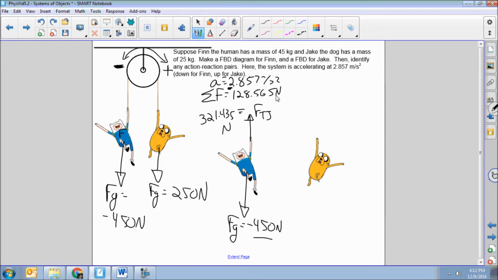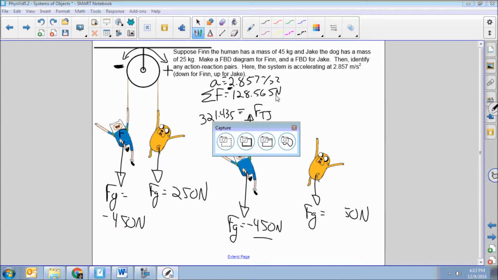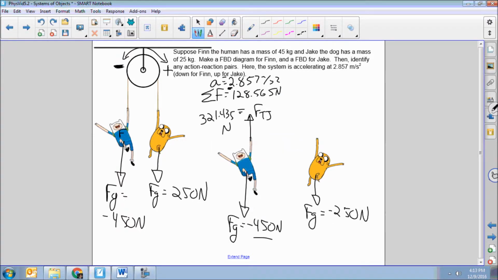All right, and then over here at the other end, same thing. Here's my force of gravity, negative 250 newtons. Oh, nope, positive, right? Because that's pulling in what we decided to call a positive direction. Oh my gosh, my eraser doesn't want to erase. There we go. Now, if the force of tension from Jake is 321, then the force of tension from Finn is negative 321.35. All right? I think that's all of my forces.